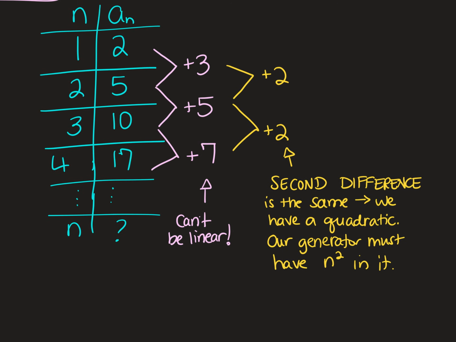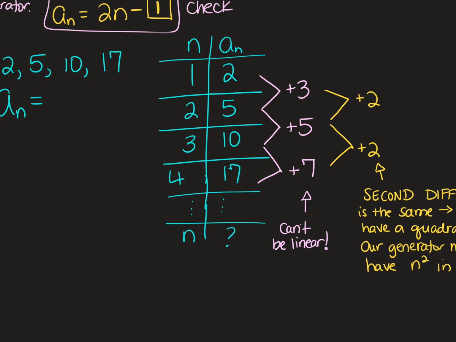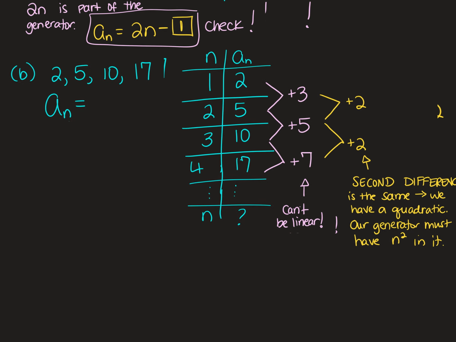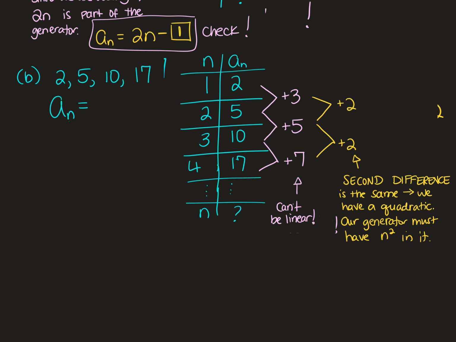All right. So our second difference is the same. We have a quadratic. It's a generator that must have an n squared. So we know at this point, here's what we know. We know our a sub n term must be n squared. It has to have an n squared in it. That much we know. Now, as far as how we figure out how to adjust that to get to our outputs, that's going to be something that you can kind of learn to do with whatever method makes you feel most comfortable.